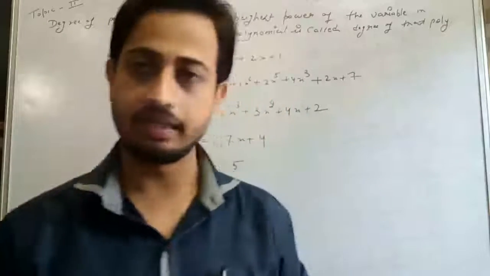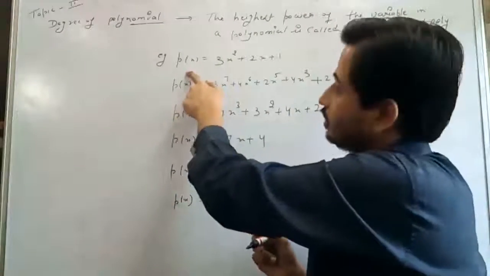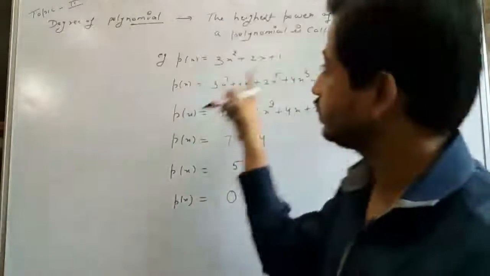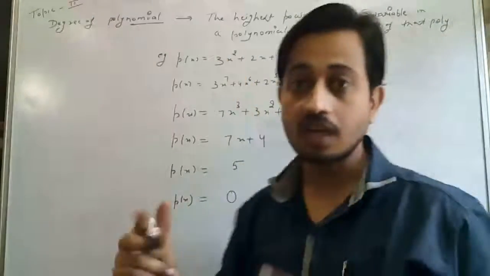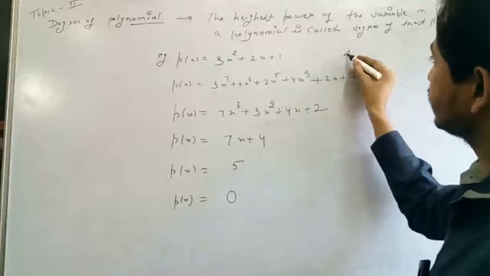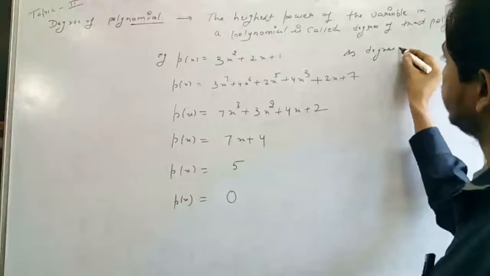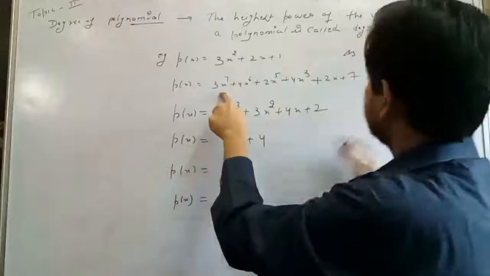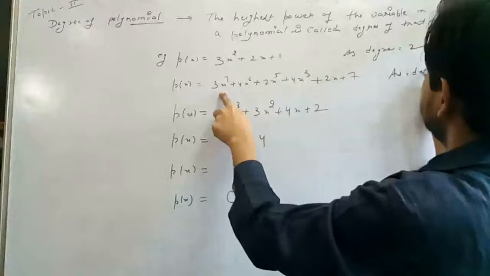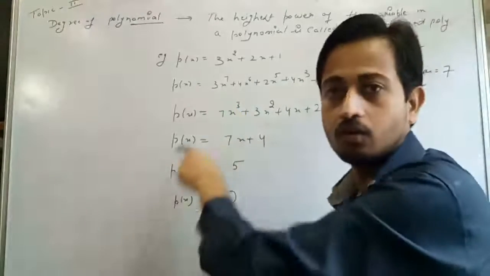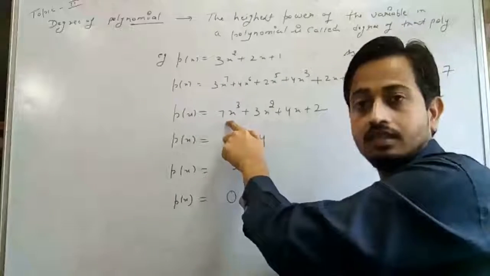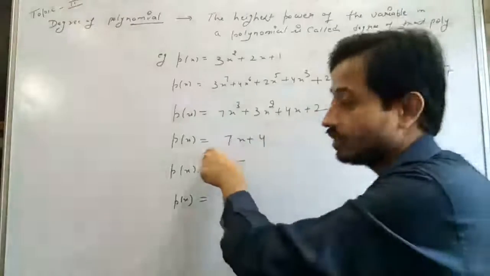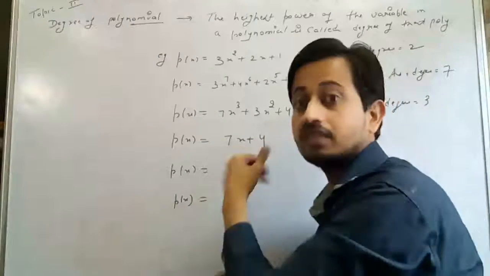That highest power gives the degree of the polynomial. So please take a look here. Our first polynomial is 3x square plus 2x plus 1. Here the variable is x, and what is the highest power of x here? Here the power is 1, in this 2. It means the highest power of x is 2. So our answer is degree is 2. Now look at this, the highest power of x here is 7. So it means degree is 7. Now look at this, the highest power of x is 3. So degree is 3.